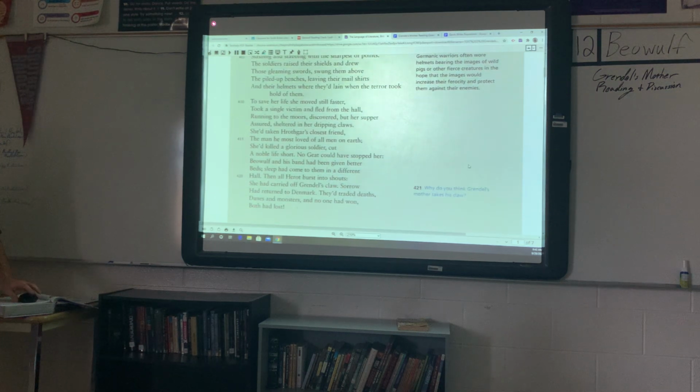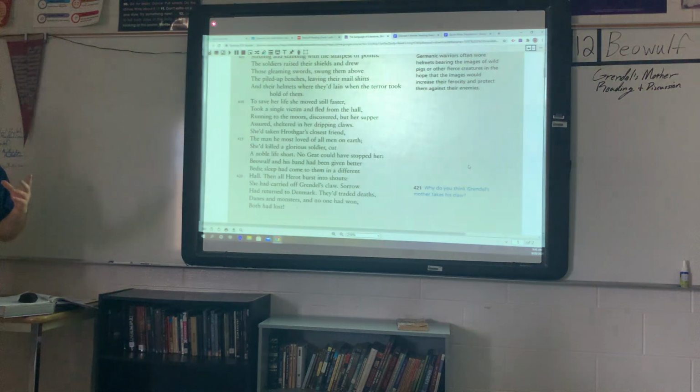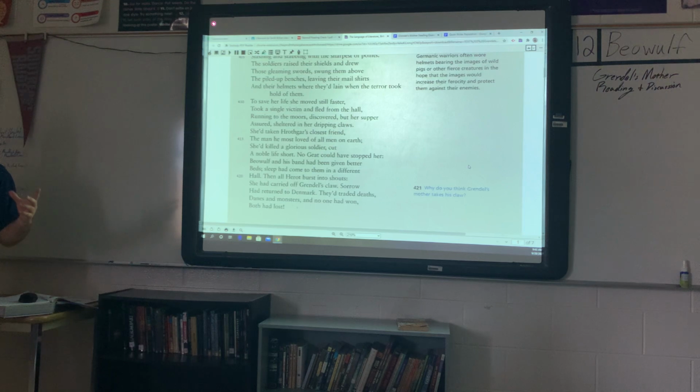So down here in lines 4:10, to save her life, she moved still faster, took a single victim, fled from the hall, running to the moors, discovered, but her supper assured, sheltered in her dripping claws. She'd taken Hrothgar's closest friend, the man he loved most of all men on earth. She killed a glorious soldier, cut a noble life short. No Geat could have stopped her. Beowulf and his band had been given better beds. Sleep had come to them in a different hall. Then all Heorot burst into shouts. She had carried off Grendel's claw.